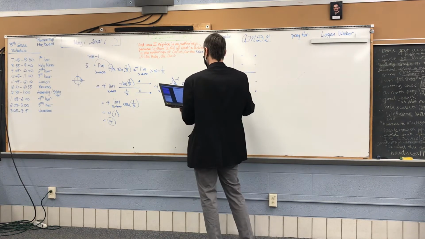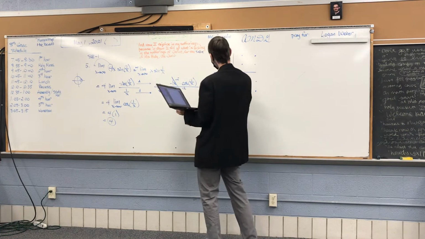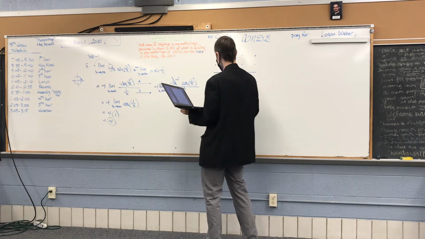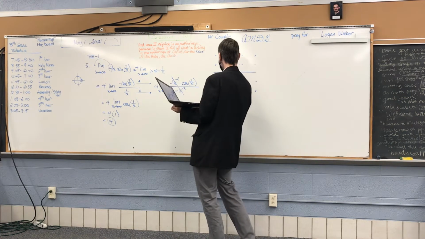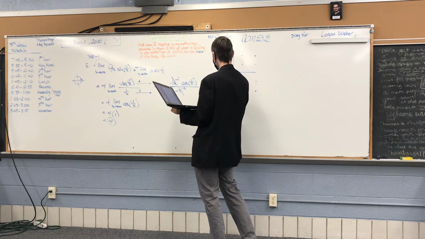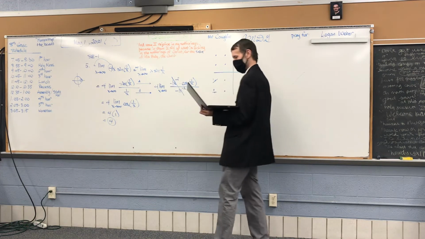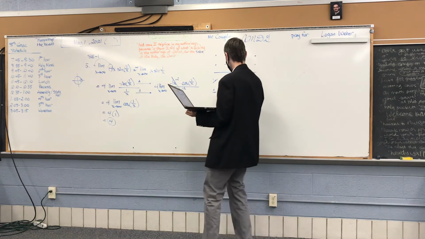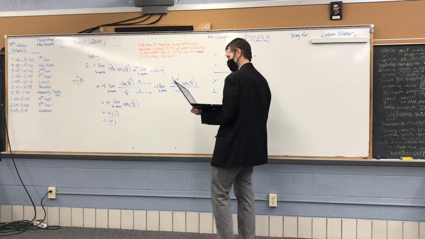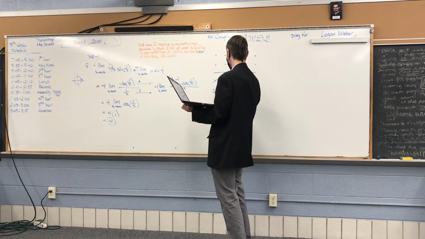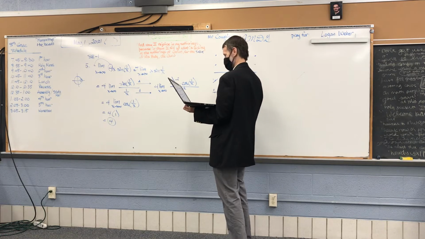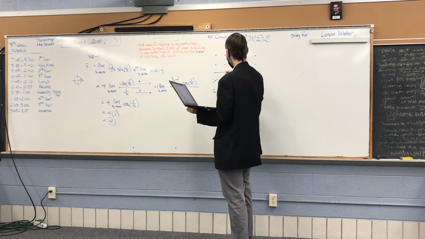So I see a slope of 1 here. I see a slope of 0 here. Sometimes I even mark them. This is a slope of negative 1. This is a slope of 0. What other ones? This is a slope of 1.